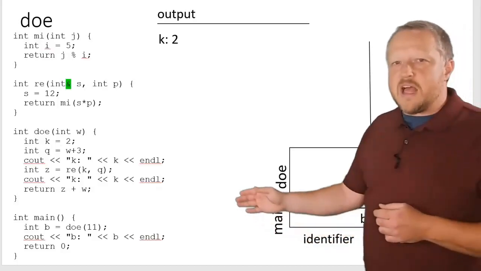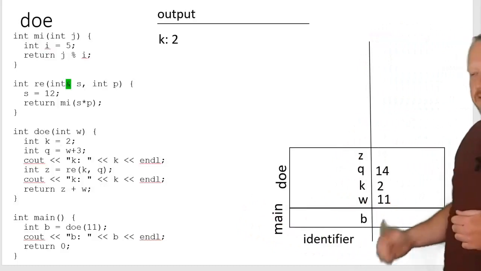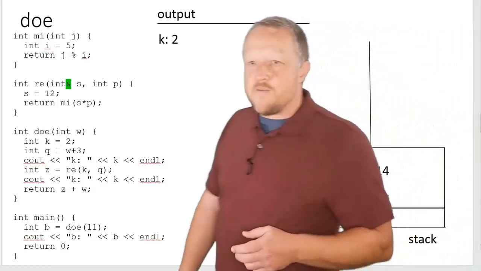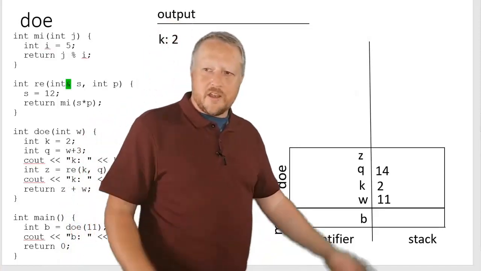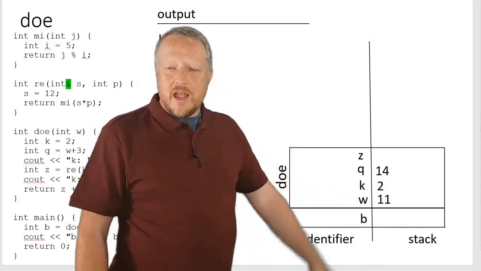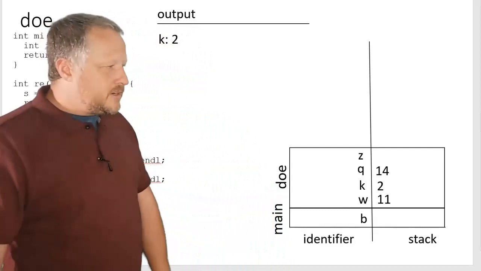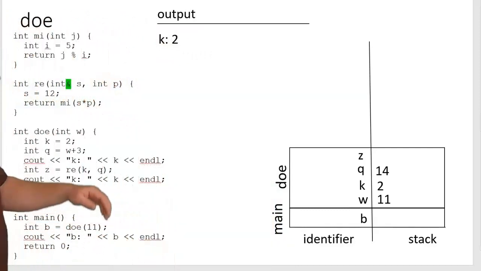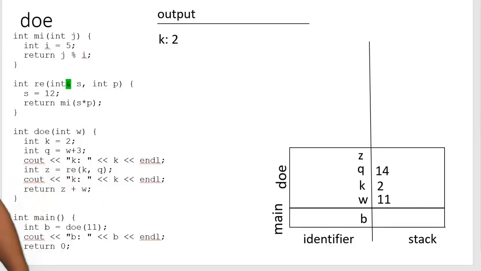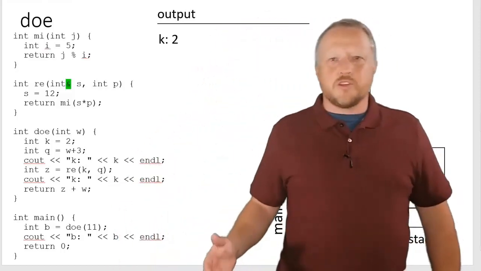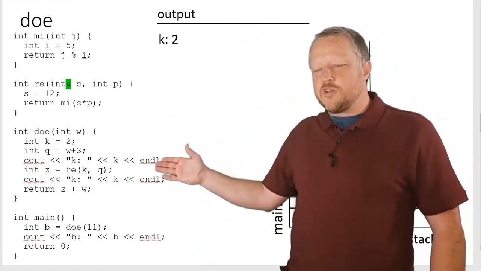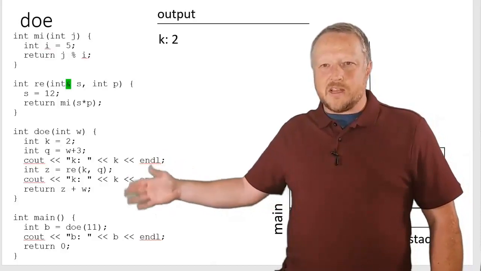Then we're given a value for k equals 2, and you saw that over here. And then we're going to have our q be 3 plus the w, which is that 14 that you see right here. And z, well, we don't know exactly what to do with z quite yet, because z, frankly, there it is, we're going to have z, but we need another call to the re function. So we're not done with our do function. We've got to call one more function. Then we have a couple of couts and then display.